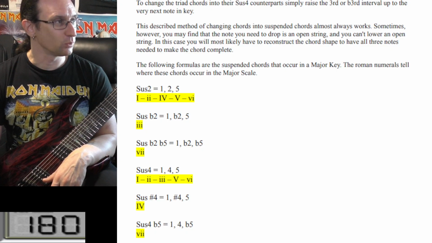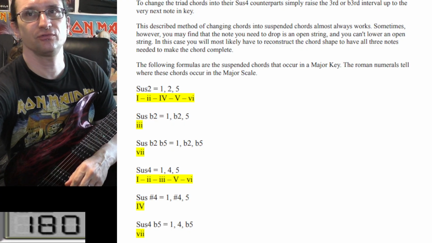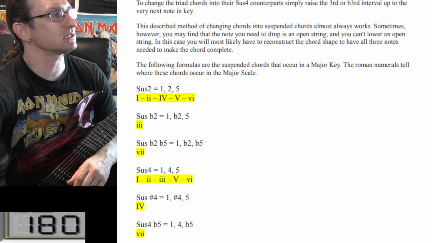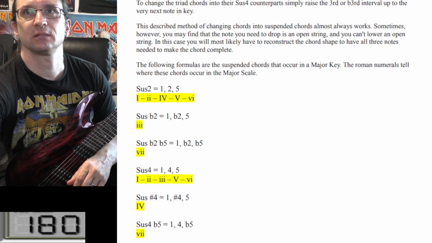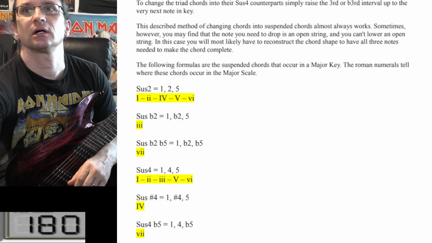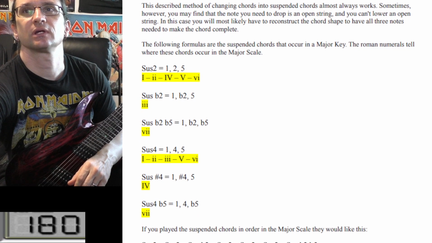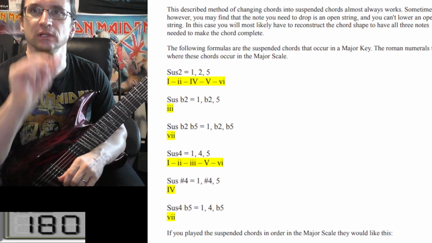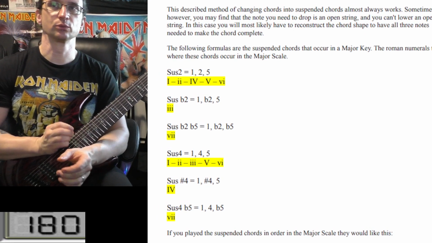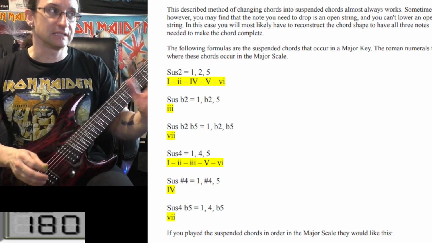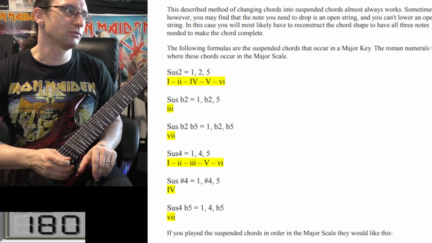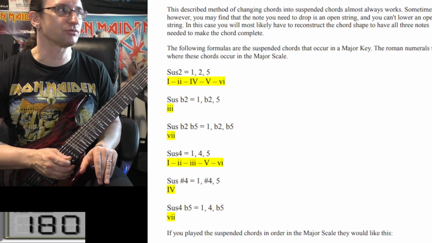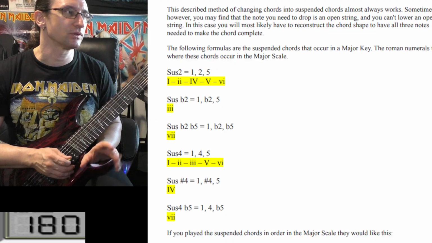And then suspended 4. Chords 1, 2, 3, 5, and 6 can be changed into suspended 4s. So the Ionian mode, Dorian, Phrygian, Mixolydian, and Aeolian all contain a root, perfect fourth, perfect fifth. Lydian has the sharp 4 or the augmented fourth, so in that case we would have a suspended sharp 4. Locrian mode, we have a suspended 4, flat 5.